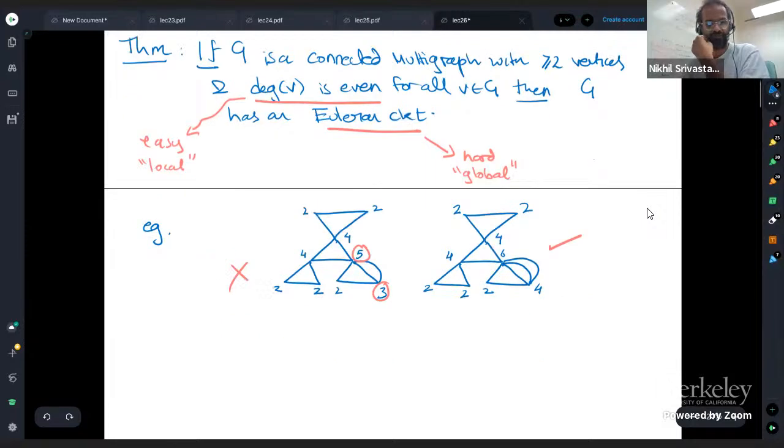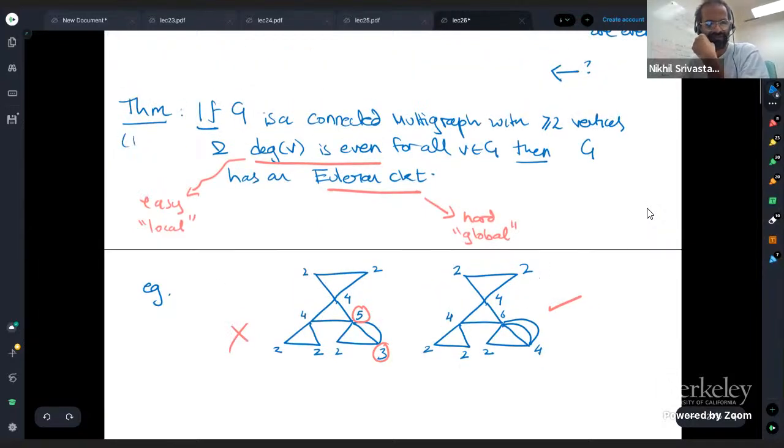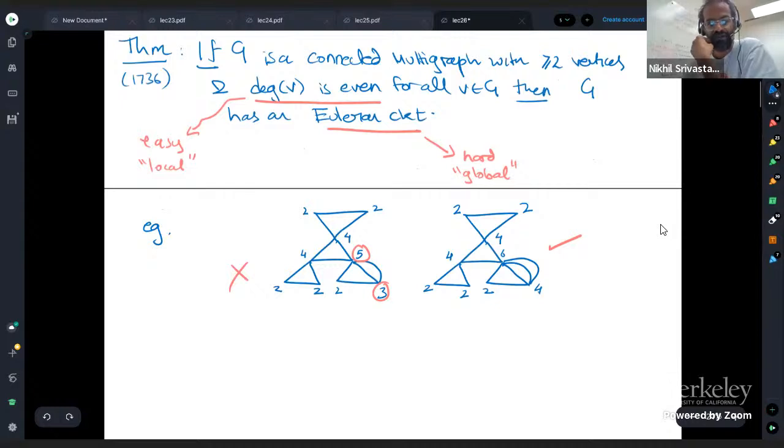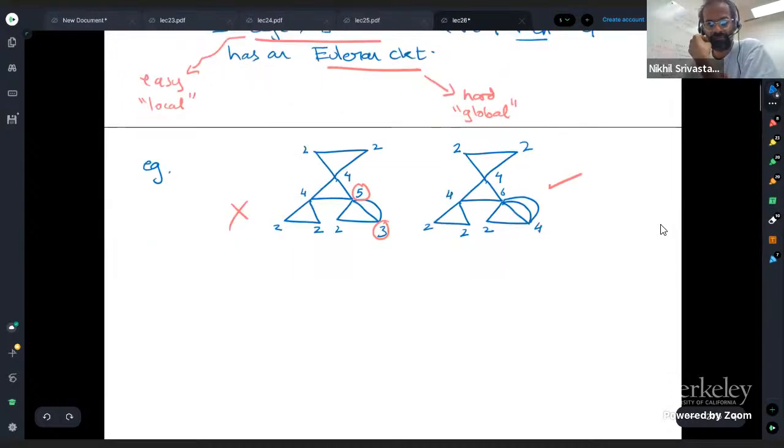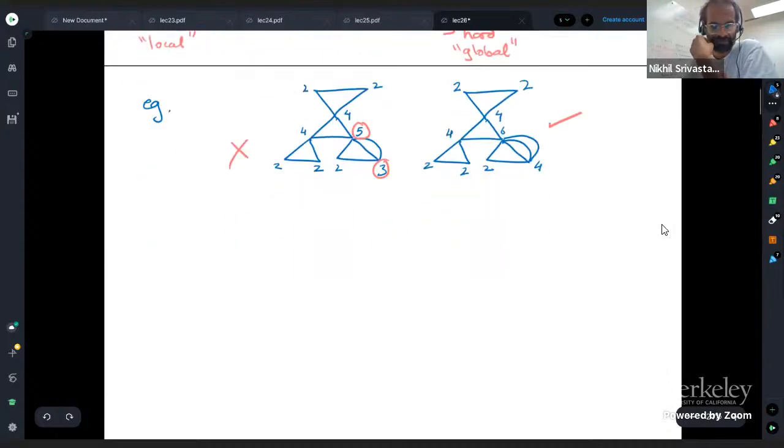Okay, so let's move on. So this was proven in, I guess, 1736, by Euler. So let's prove this. Before we prove this, we're going to prove a lemma. A lemma is just a proposition that's useful in proving a theorem. This lemma might also be useful for the homework. Here's the lemma.